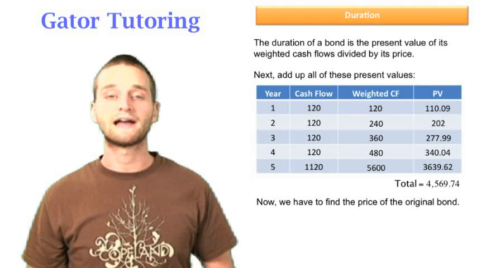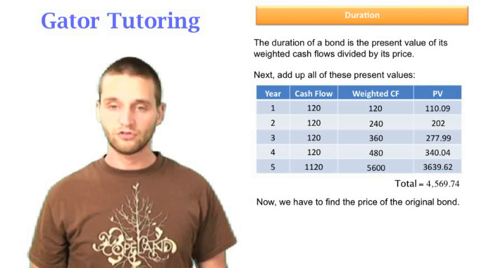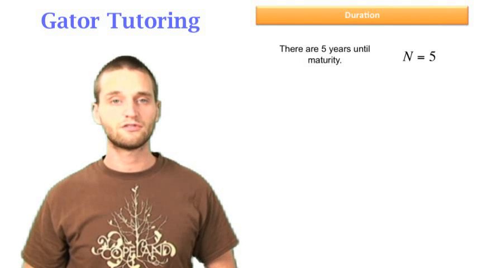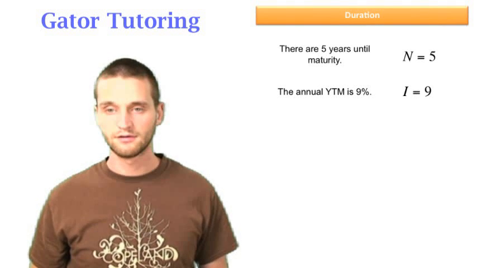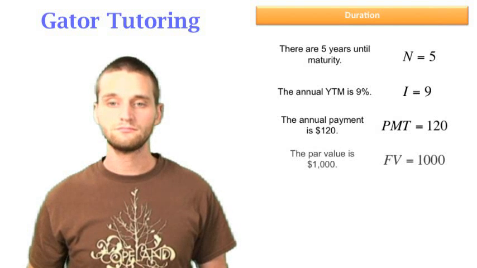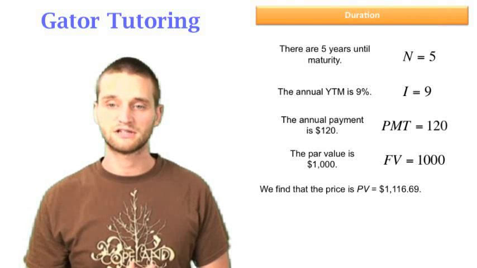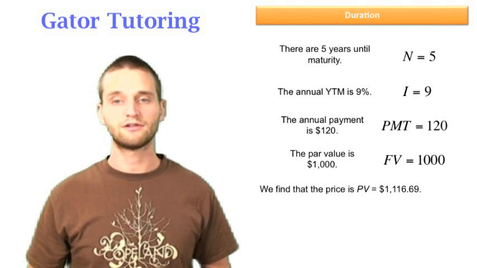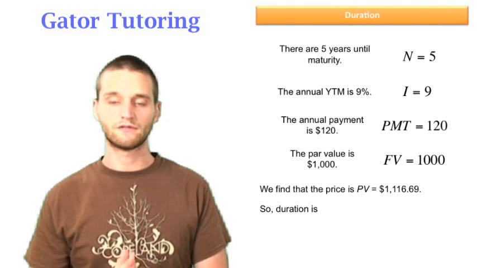The denominator is the actual price of the bond, the original price based on its coupon payments and its par value. So now we have to find the price of that bond. We can use our time value of money functions on our calculator to do this. So there are 5 years till maturity, so we enter in 5 for n. The annual yield to maturity is 9%. We enter that in for the interest rate. The annual payment is $120, and the par value is $1,000. So we find that the price, the present value of all of those cash flows, is $1,116.69.